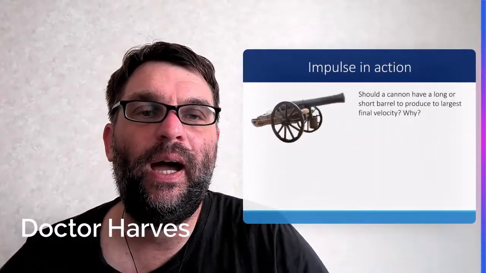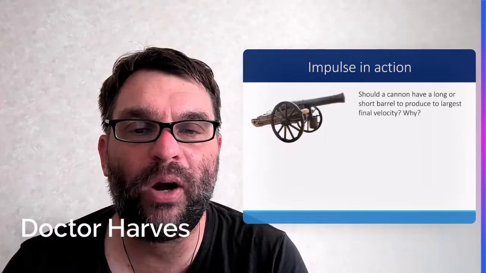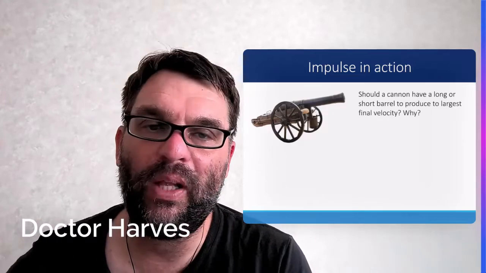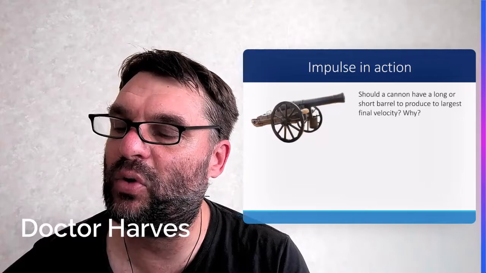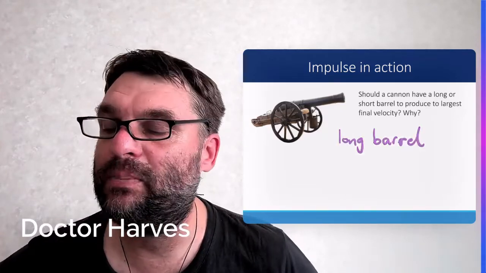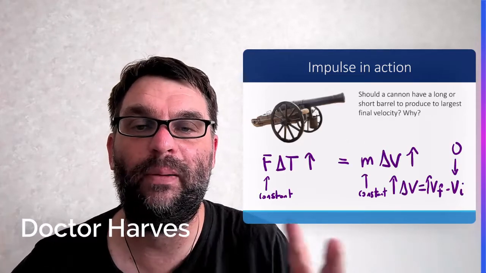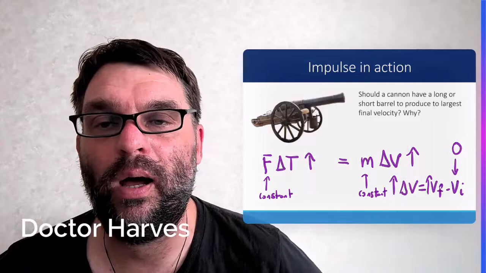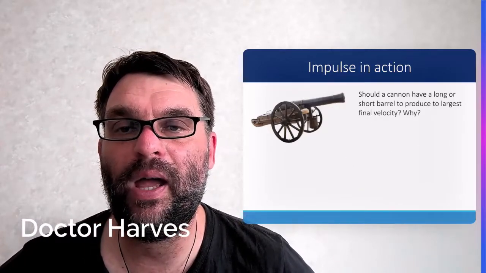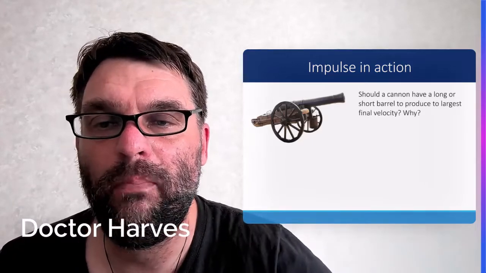Okay, so finally, should a cannon have a longer or shorter barrel to produce a large final velocity? Well, the answer there would be, of course, it would need to have a longer barrel. The reason why is because that would increase the time it takes for the force on the cannonball to be applied. Okay, so that's hopefully given you an overview of how impulse works and how it's linked to momentum.